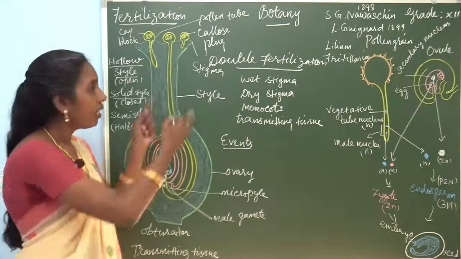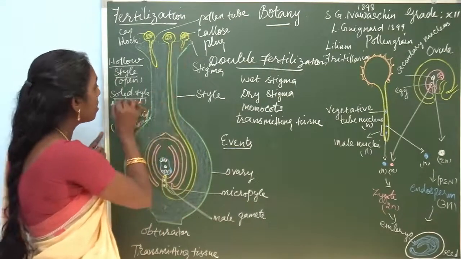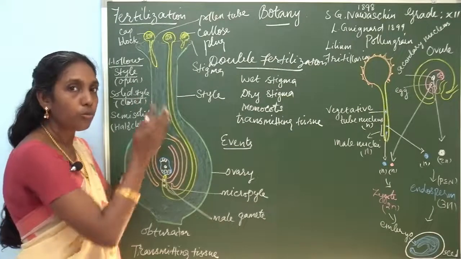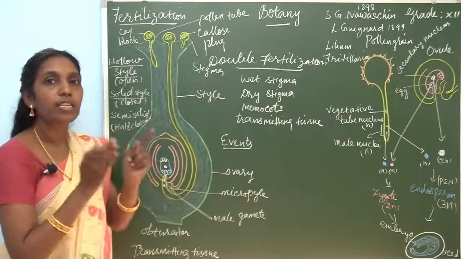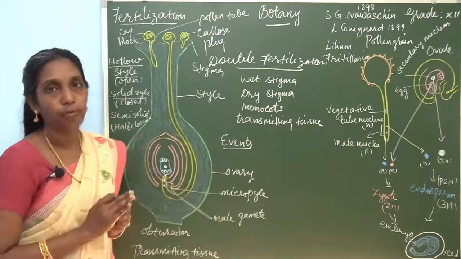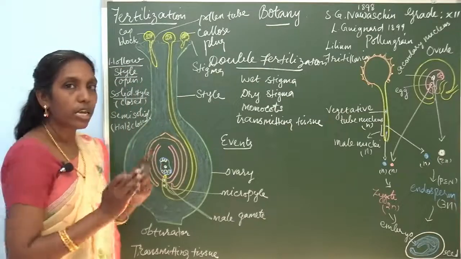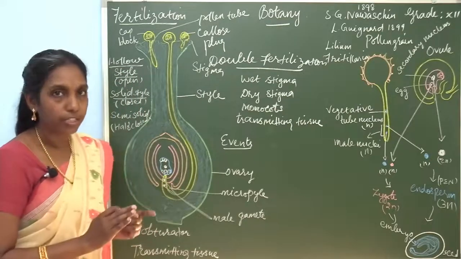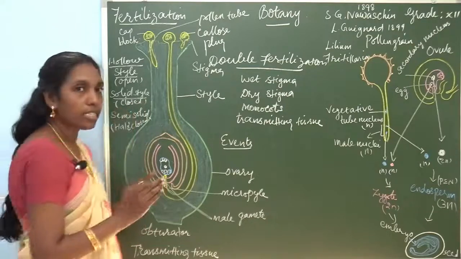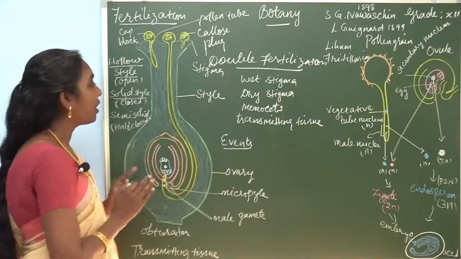It nourishes the developing pollen tube, because in the solid style the pollen tube grows along the intercellular spaces of the central core of transmitting tissue. The difference between these two is that in the hollow style there is a single layer of glandular tissue called transmitting tissue, but in the solid style there is a central core of transmitting tissue.